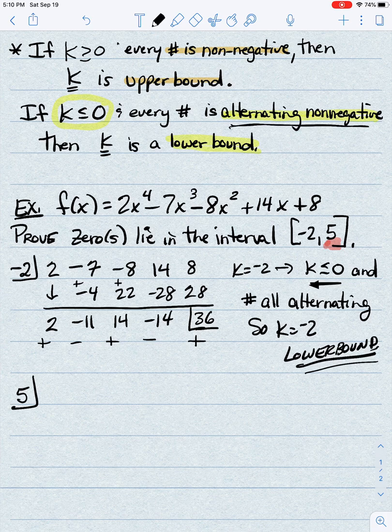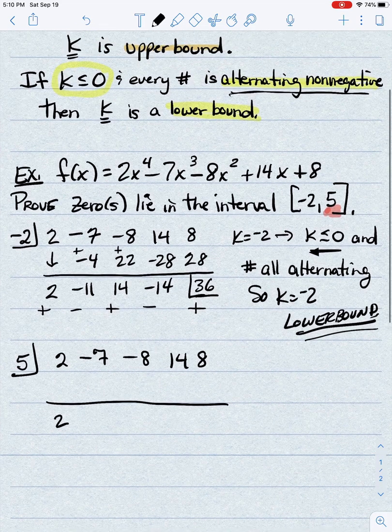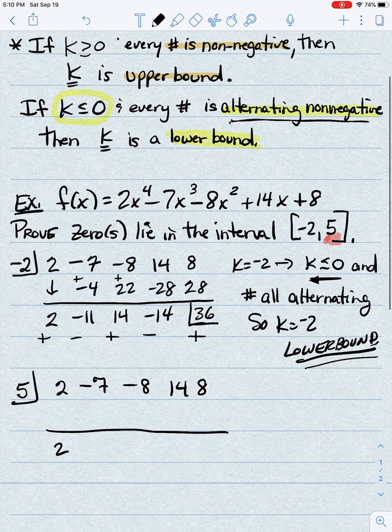We're going to do synthetic again. So 2, -7, -8, 14, 8. Skip a line, draw a line, first number down, just like before. I don't want to go too far so we can keep our rules right there. Okay, so when we multiply, we have a 10.